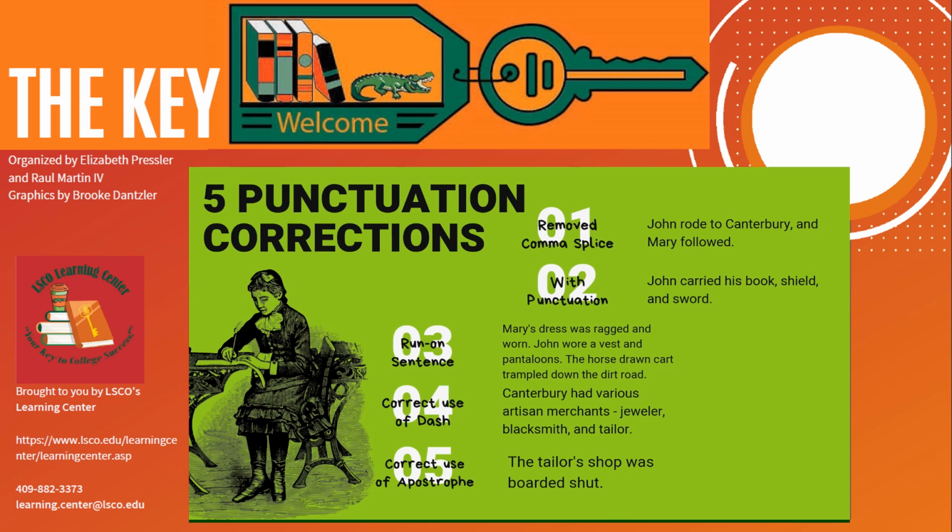Notice how numbers 4 and 5 don't sound different once corrected. However, correcting the punctuation in the fifth sentence clarifies whether there is one tailor employed at the tailor shop or multiple tailors. The accuracy of your punctuation affects how well the reader understands your message.